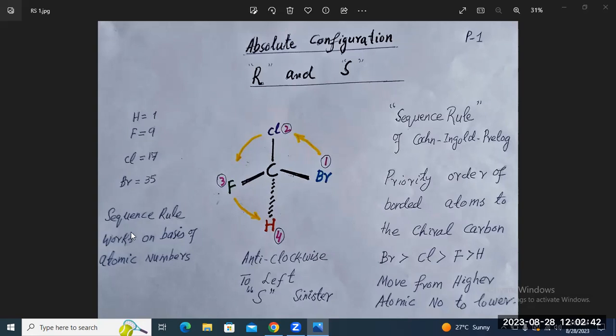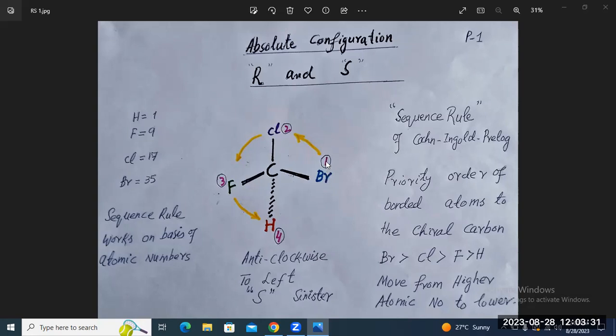So according to the sequence rule, the highest number would be prior, that is bromine. It would be prior to chlorine, and chlorine would be prior to fluorine, and fluorine would be prior to hydrogen. So we can assign the priority number: bromine 1, chlorine 2, fluorine 3, and hydrogen 4. So now we shall rotate from number 1 to number 2, number 2 to number 3, and then 4.